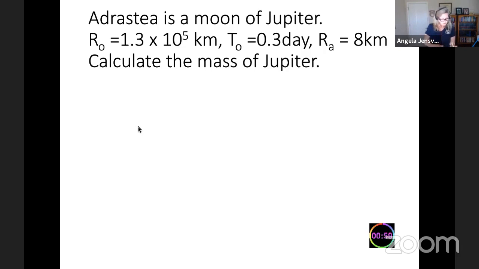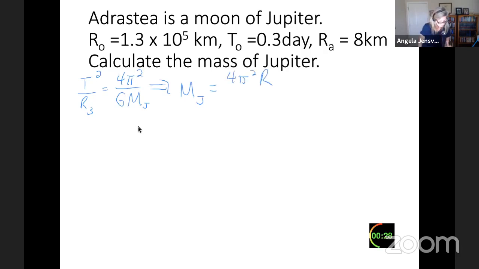Okay, so let's start with Kepler's third law. Now in this case, the object being orbited is Jupiter, and we want to solve for the mass of Jupiter. So let's do that first. When it says calculate, you need to rearrange the expression so that you solve for your unknown first, and then you substitute the numbers. So let's do that. I don't know why I always write the subscript instead of the superscript.